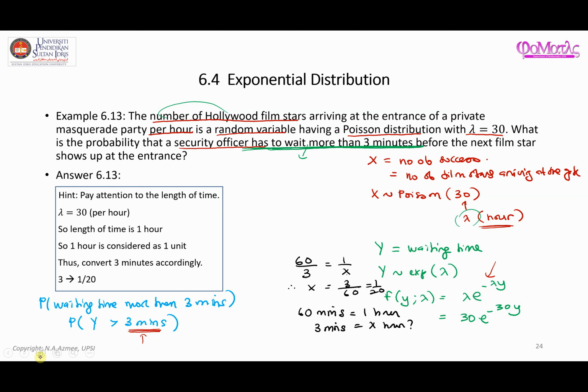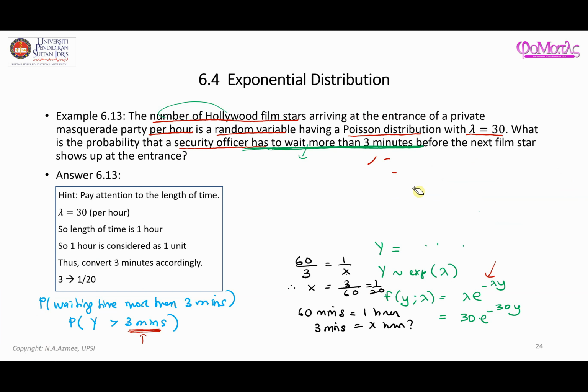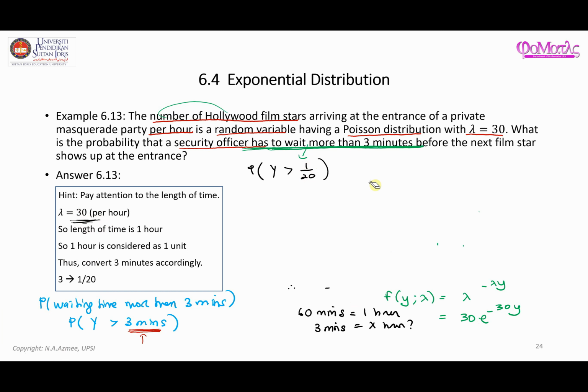So now we're going to find out what's the probability that y is greater than 1 over 20, in terms of hours. Why are we doing it in terms of hours? Because we already have lambda expressed in terms of hours, so we're just going to use that. Next, we're going to apply this probability density function to solve this problem.